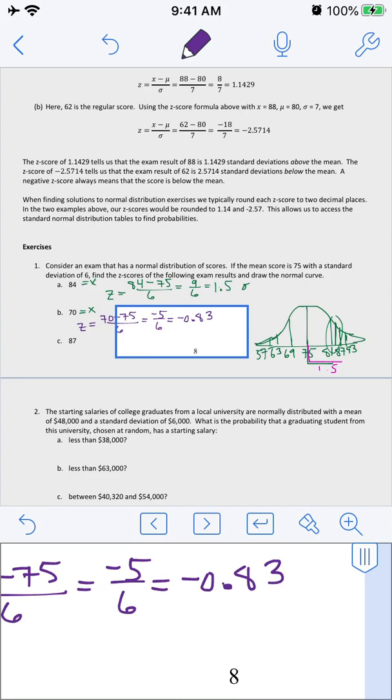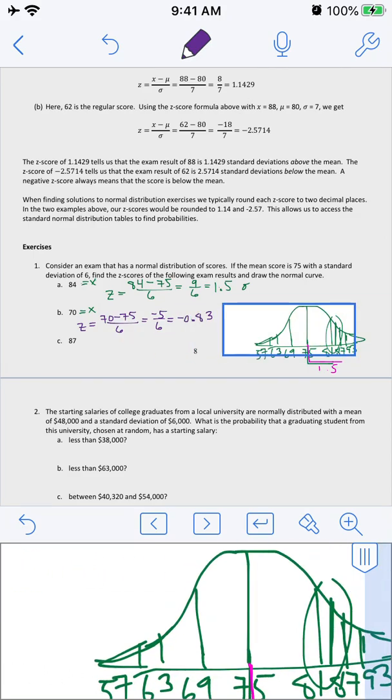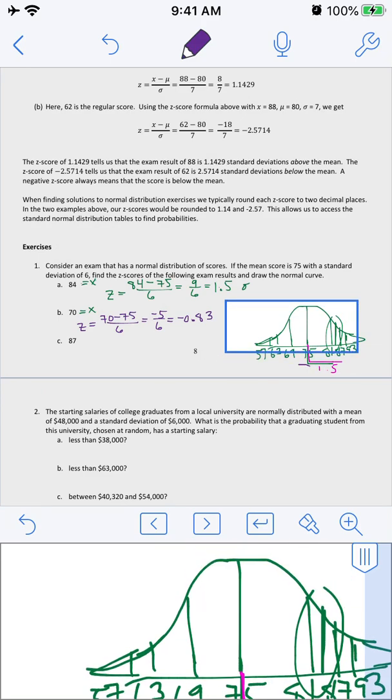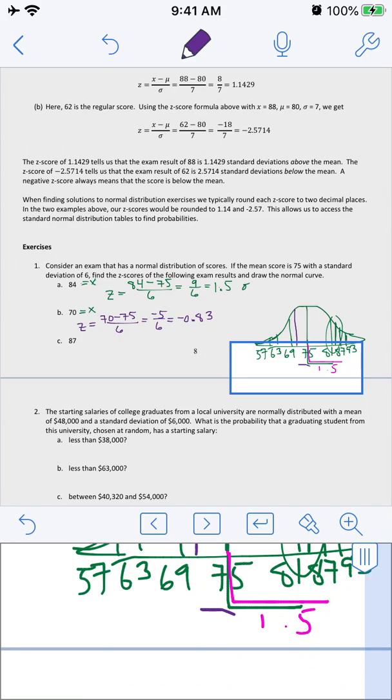All right, so where is that? Negative 0.83. Well, that means we're going down, right? So we're going to go back, not an entire 1, but really close to 1. And that does make sense because 70 is right close to 69, which is one of our marks. And so we're really close, going back 0.83. Okay, one more.